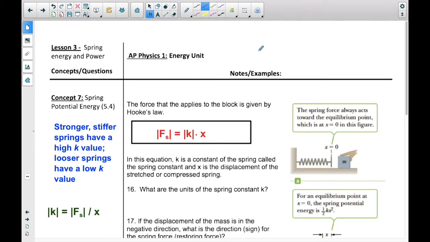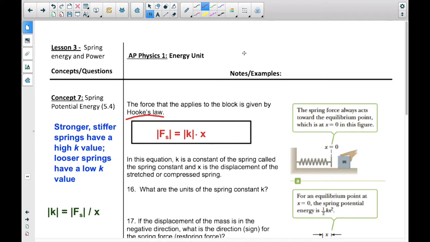Today's lesson is on spring energy. First of all, with spring energy, there is a law called Hooke's law. This law states that the spring force is equal to the spring constant times the distance.